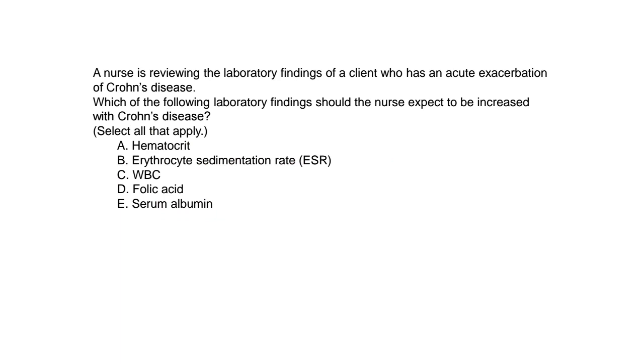Okay, this one: the nurse is reviewing lab findings of a client who has acute exacerbation of Crohn's disease. Which of the following lab findings should the nurse expect to be increased with Crohn's disease? Okay, so Crohn's disease is inflammatory, so we're looking for inflammatory markers: hematocrit, erythrocyte sedimentation rate, white blood cells, folic acid, serum albumin. So which ones do we expect to be increased?